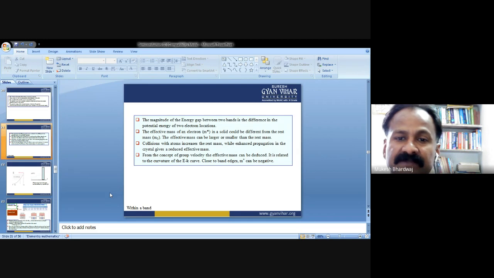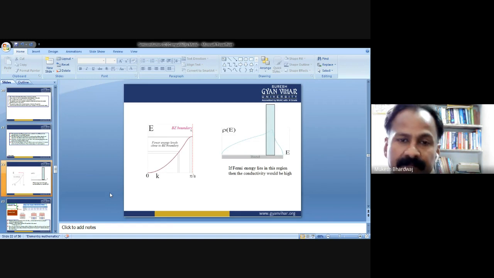The effective mass of the electron in a solid could be different from the rest mass. The effective mass can be larger or smaller than the rest mass. Collision with atoms increases the effective mass, while enhanced propagation in the crystal gives a reduced effective mass. From the concept of group velocity, the effective mass can be deduced. It is related to the curvature of the E-k curve close to the band edges. The effective mass can be negative within a band.